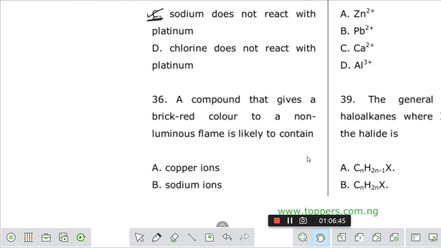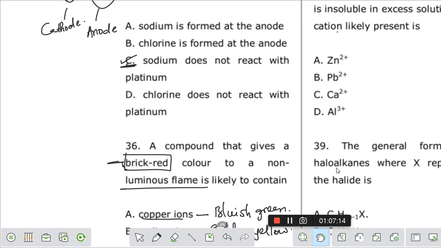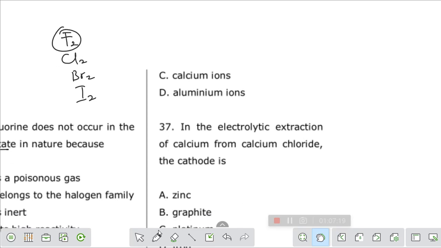A compound that gives a brick red color to a non-luminous flame is what? I told you about this when I was teaching the flame test. The color for copper was bluish green. That of sodium in flame test is golden yellow. I told you brick red is calcium. They like asking about it. So the answer is calcium ions, the one that gives us brick red color. Number 36.